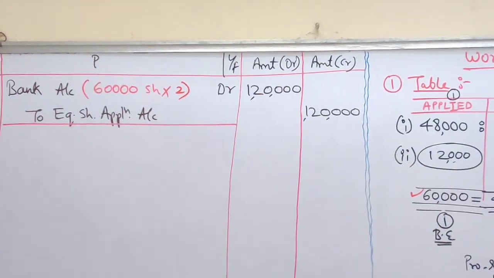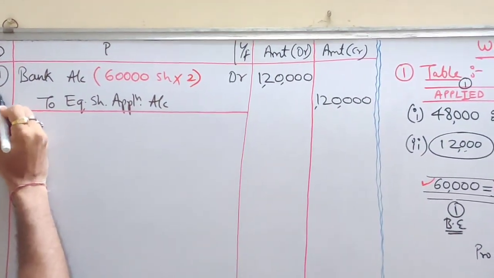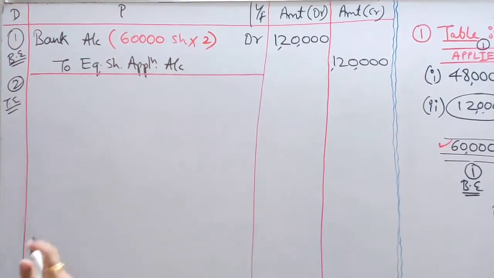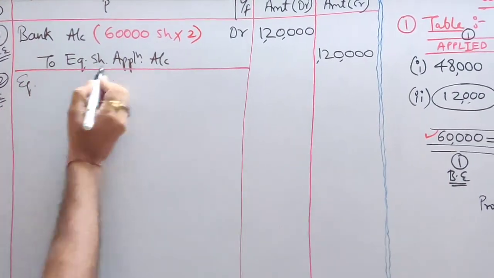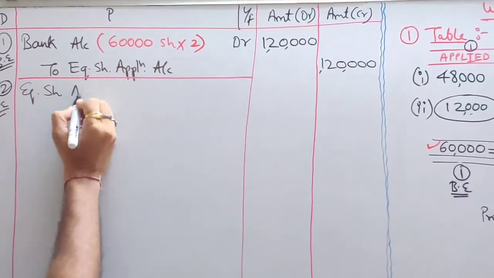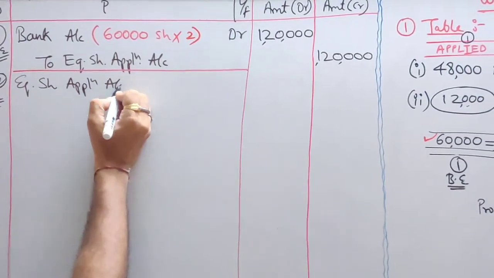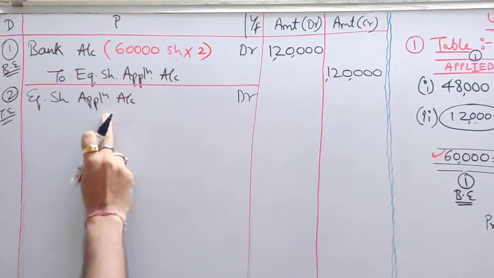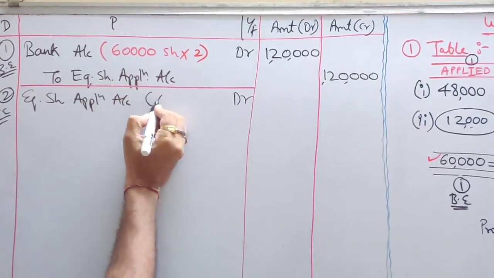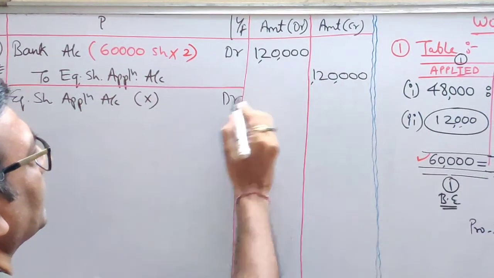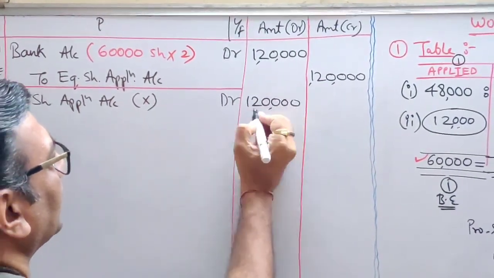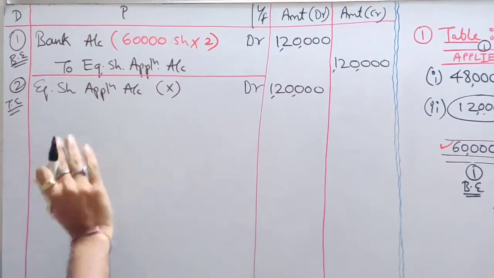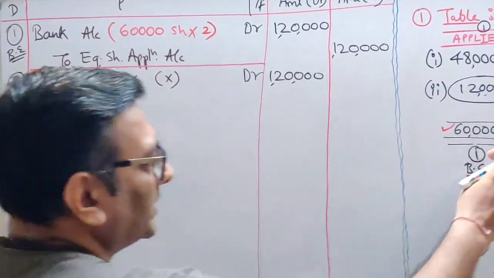Now let's pass your transfer entry. So we are done with the bank entry. Transfer entry now. So what is your transfer entry? I want to cancel this application account. Equity share application account debit. So you have credited, in the second entry you debited, so this account gets cancelled. To cancel it, you have to write the same amount, 1,20,000. Your application account is a temporary account, so you will close it. Now this comes here.